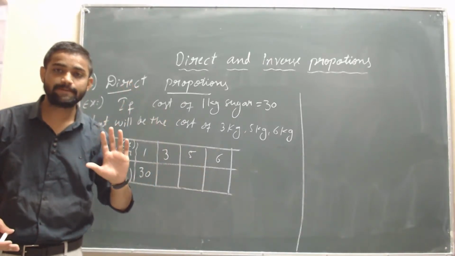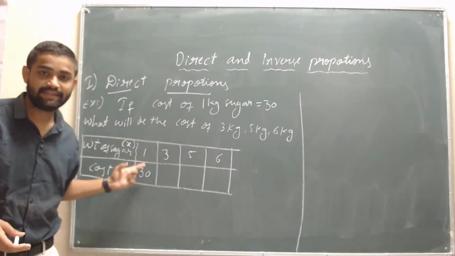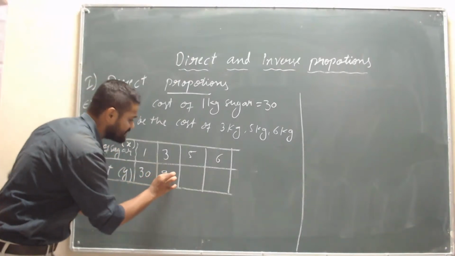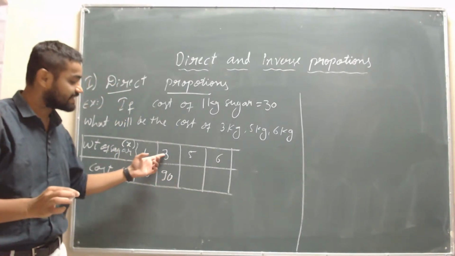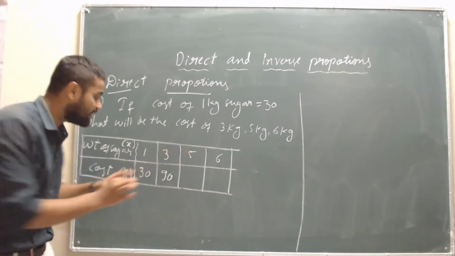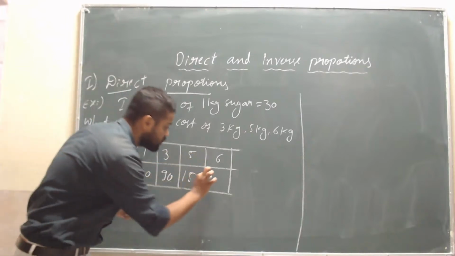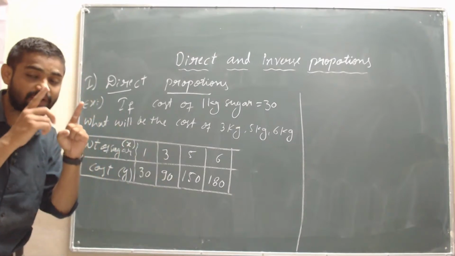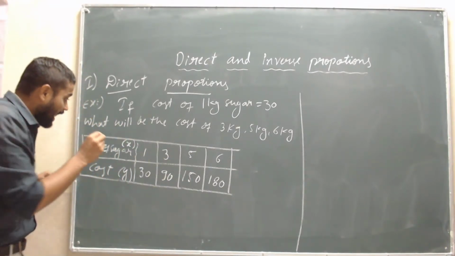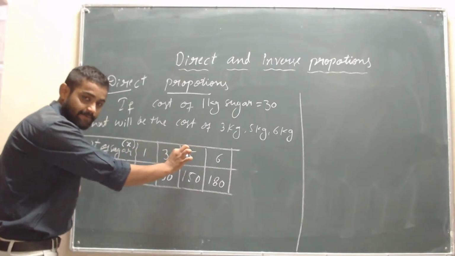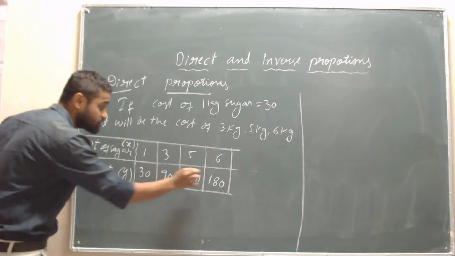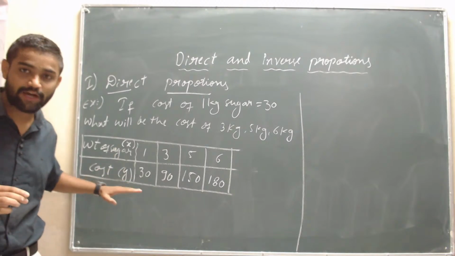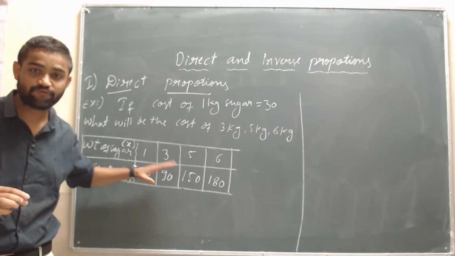Sir, we know that it is simple. We will multiply 30 by 3. 30 into 3 is 90 rupees. Generally we multiply 30 into 3, and 30 into 5 is 150, and 30 into 6 is 180. Isn't it, students? Like that we will do. And one more thing to concentrate on: as the weight of the sugar increases, the cost of sugar also increases. Are you understanding? Here the cost of sugar is increasing with respect to its weight.